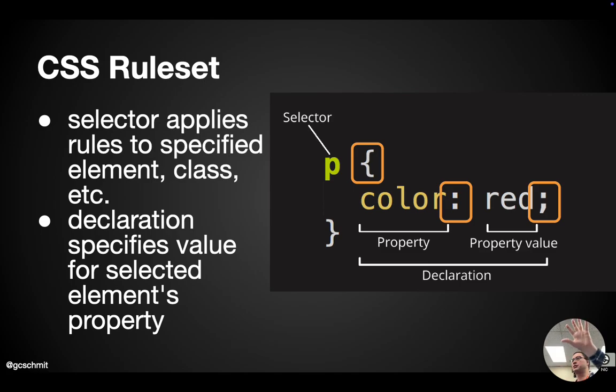A given element in HTML could be targeted by multiple different selectors. Okay, so we could have a selector here for all paragraphs. We could have another selector later that maybe changes the font size just for paragraphs of a certain class. So a given HTML element may be matched and have rules applied from multiple different selectors. And we'll see some examples of that as well.